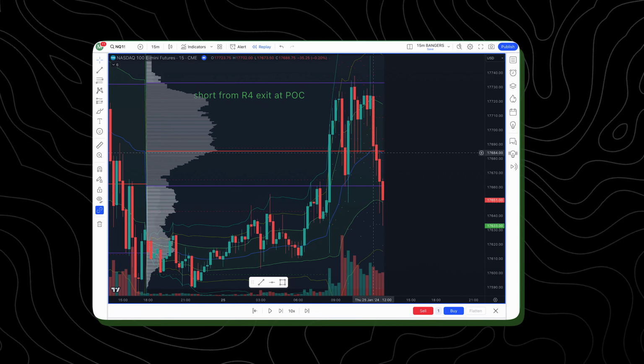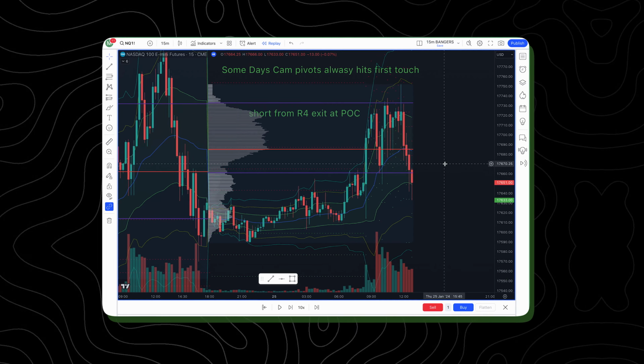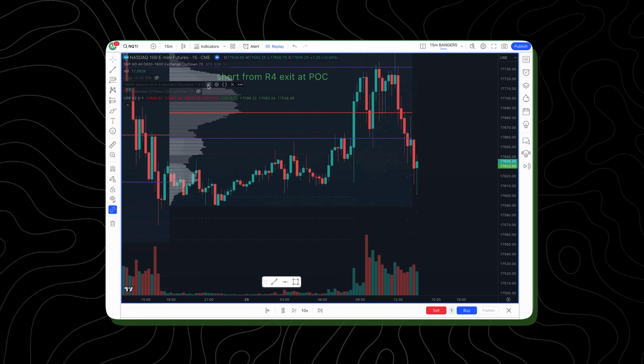Most of my entries and exits are based off of the volume profile. I use the cam pivot for confluence. So I'll show you what I mean here in a second on my screen. But for now, let's go ahead and take a look at how cam pivots are calculated.